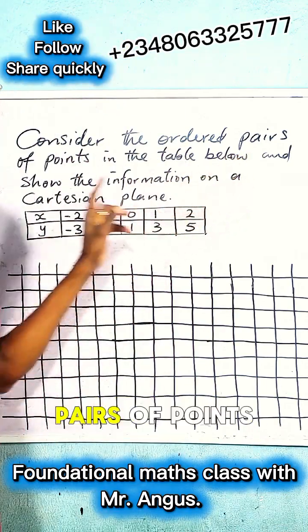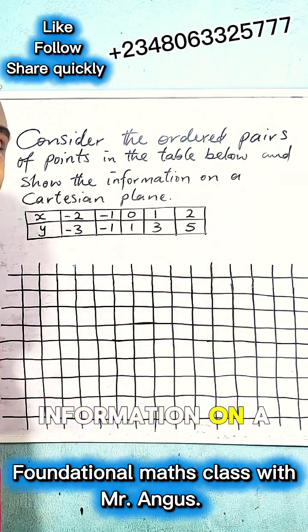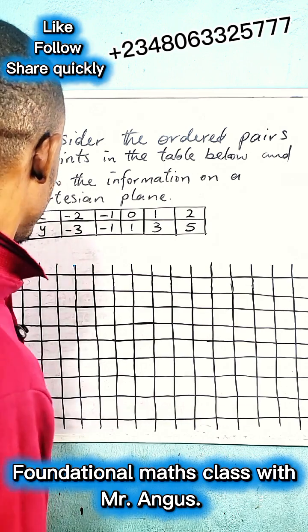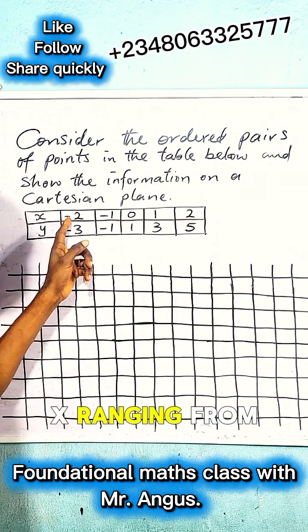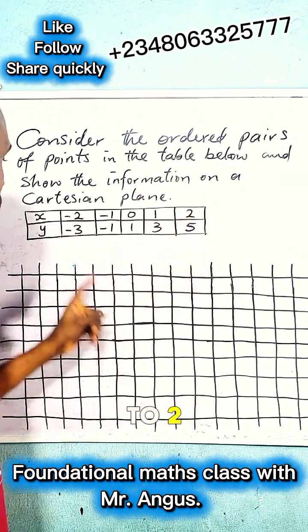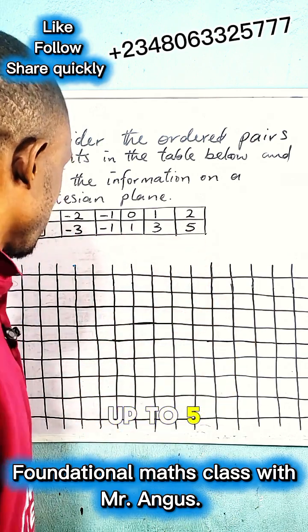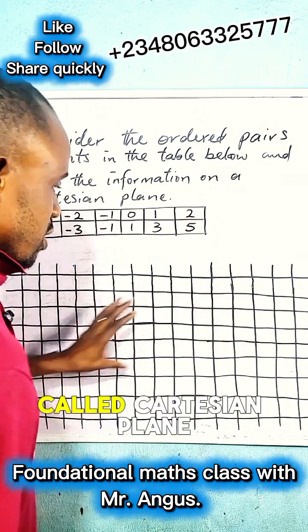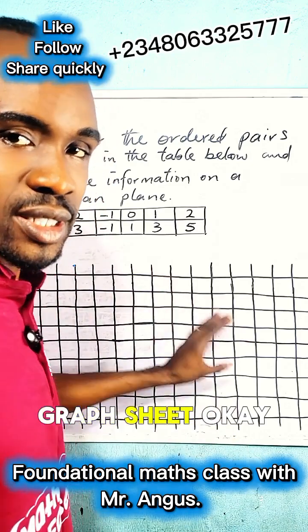Consider the ordered pairs of points in the table below and show the information on a Cartesian plane. Here we have the table of values. The values of x range from -2 up to 2, and the values of y range from -3 up to 5. Now we have this. This is called a Cartesian plane. In other words, we call it a graph sheet.